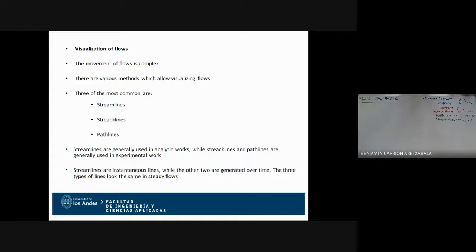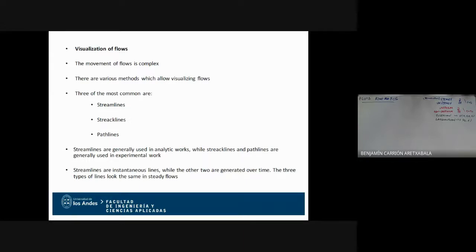Streamlines, which in Spanish is línea de flujo, is kind of an ideal path that a specific parcel of flow is following. We also have streak lines and path lines. We're going to go into what each of those are. It says here that streamlines are generally used in analytic work, while streak lines and path lines are normally used in experimental work. And that's true up to a certain point.